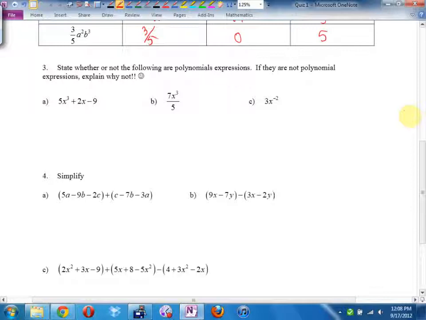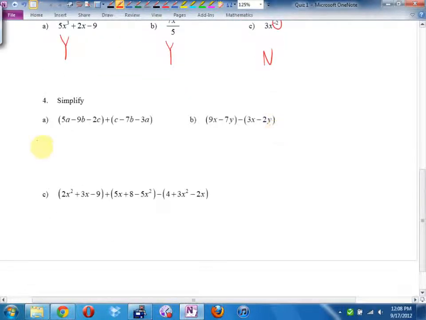State whether or not the following are polynomial expressions. There should be an S on there. If they're not polynomial expressions, explain why not. Yes. Yes. What about C? No. Half mark if you said no, and then a half mark if you explained why not. You could have written that the exponents have to be whole numbers. It's easier to circle the glitch.